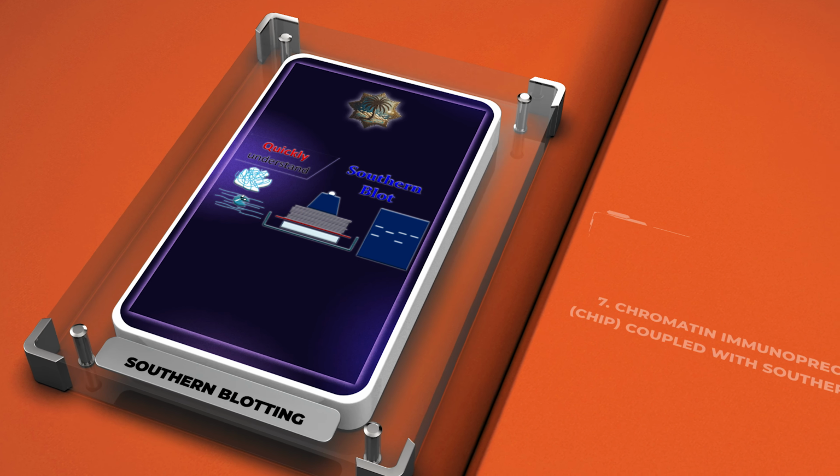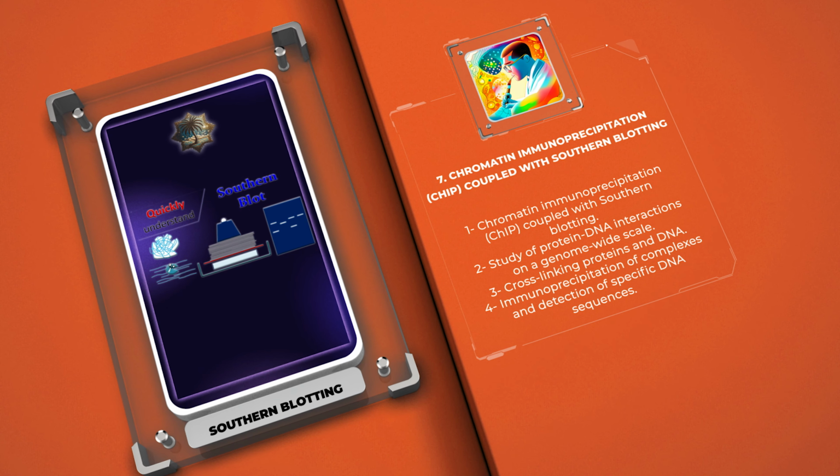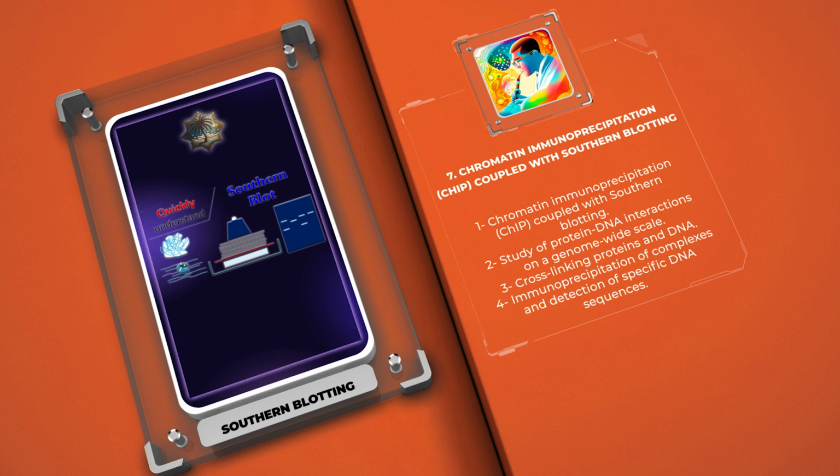genome-wide scale. It involves cross-linking proteins and DNA, immunoprecipitating the complexes, reversing the crosslinks, and using Southern blotting to detect specific DNA sequences. This technique has greatly contributed to our knowledge of transcriptional regulation, epigenetics, and chromatin structure.